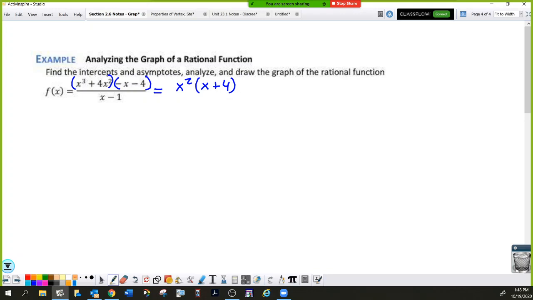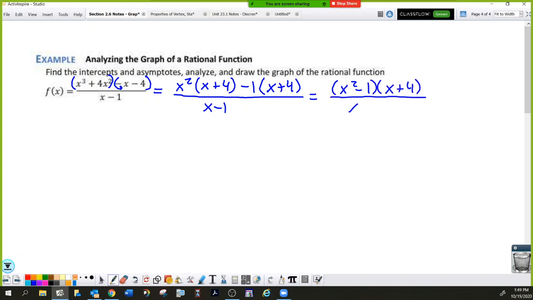Now the second set of blue parentheses, what do those two things have in common? -1. I don't know if anybody's ever told you this, but if this thing right here is negative, the second GCF is automatically negative. So -1 comes out, leaving behind an x plus 4. There. And now we just get to regroup. Top is x squared minus 1 times x plus 4. And the bottom is x minus 1.